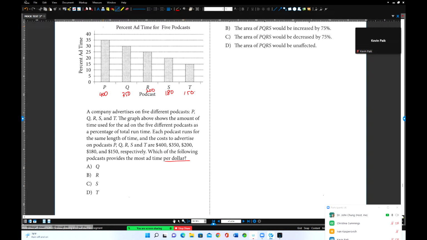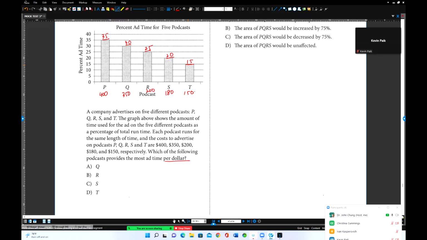The percent of ad time is 35. This one is 30. This one is 25, and this one is 20, 20% of the entire time, right? And this one is how much? 15%. Maybe you can take this as time. It's okay, all right? This is ratio also, time.